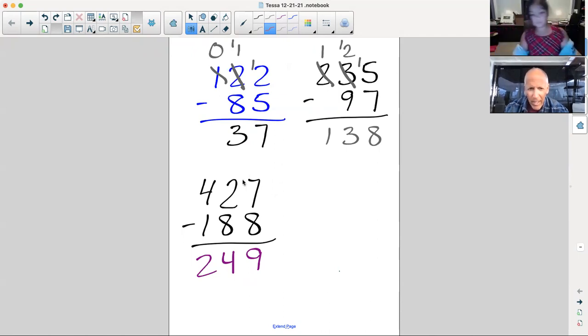Okay, excellent. Now, 7 was too small for 8. You made it a 1. You borrowed from that 2 and made that a 1. 1's too small for 8. You made that an 11. You borrowed from the 4, made that a 3. And you did a beautiful job on most of it, but it's not correct. Can you find the mistake?